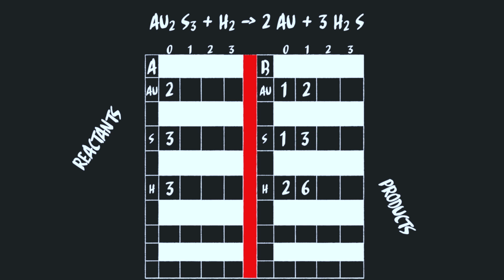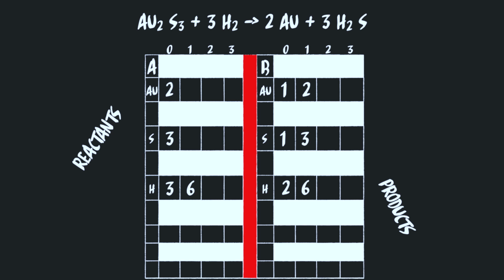The unintended consequence of adding the 3 coefficient in front of the H2S also gave us an increased amount of hydrogen on the product side. So to balance it out, we're gonna look at the reactant side. There, in order to balance it off, we're gonna put a 3 in front of the H2, and then we're left with 6 hydrogen on both the product and the reactant side. Fin, done. The grid. It'll make your life a lot easier.